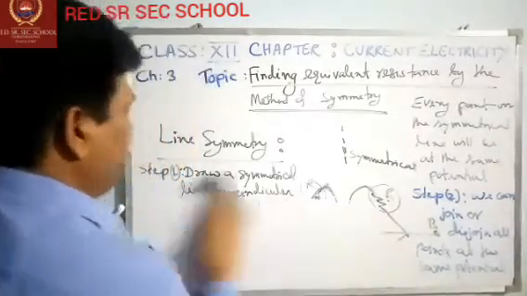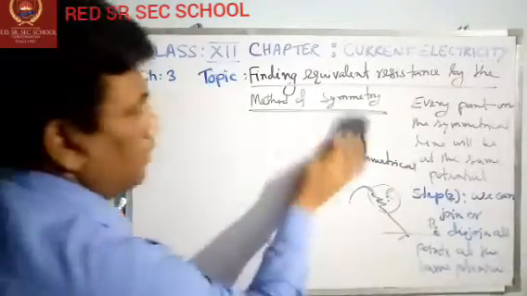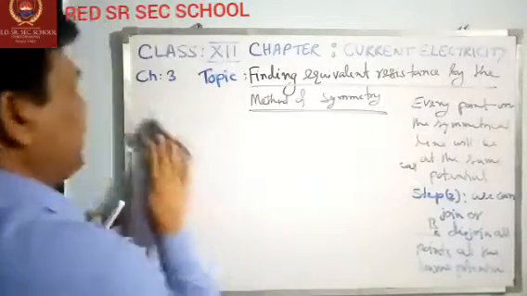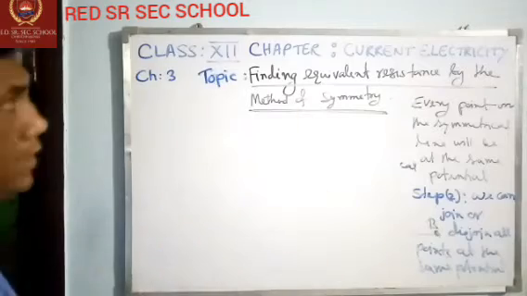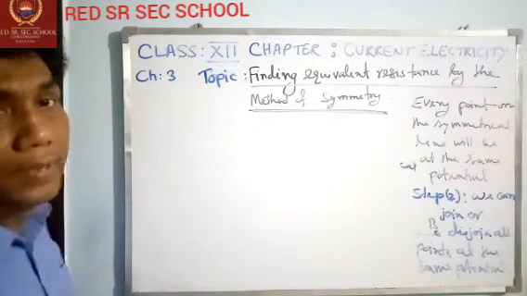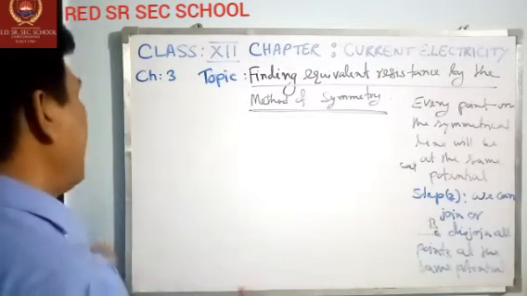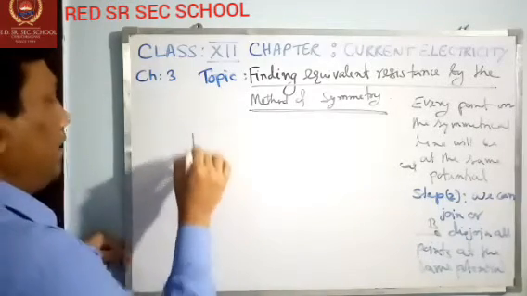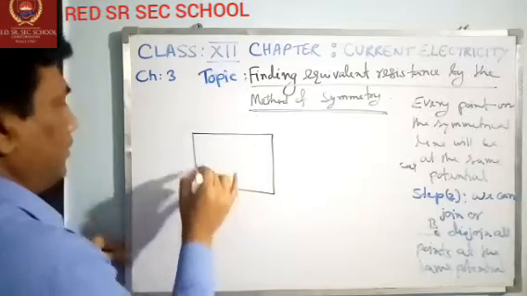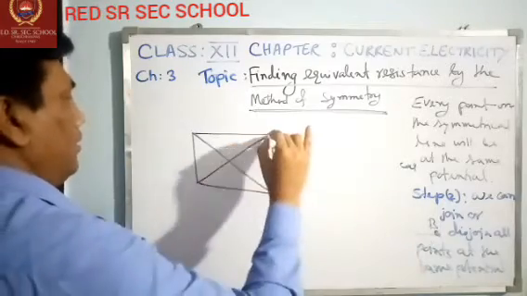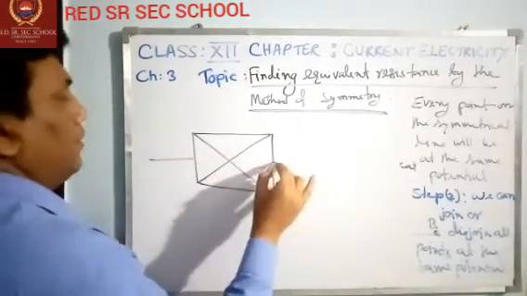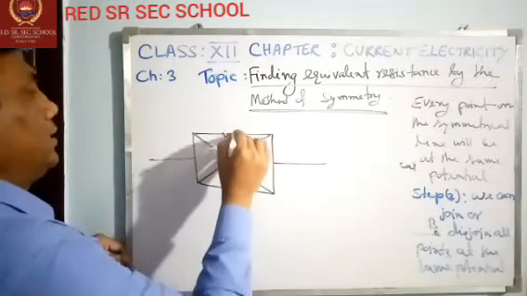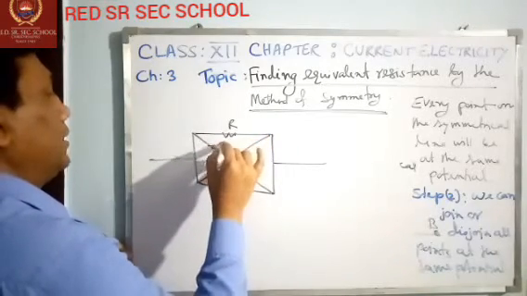Let me give you one question of this type where I can easily use that method of symmetry. Say I have a network of this type. It has a resistance R, it has R.